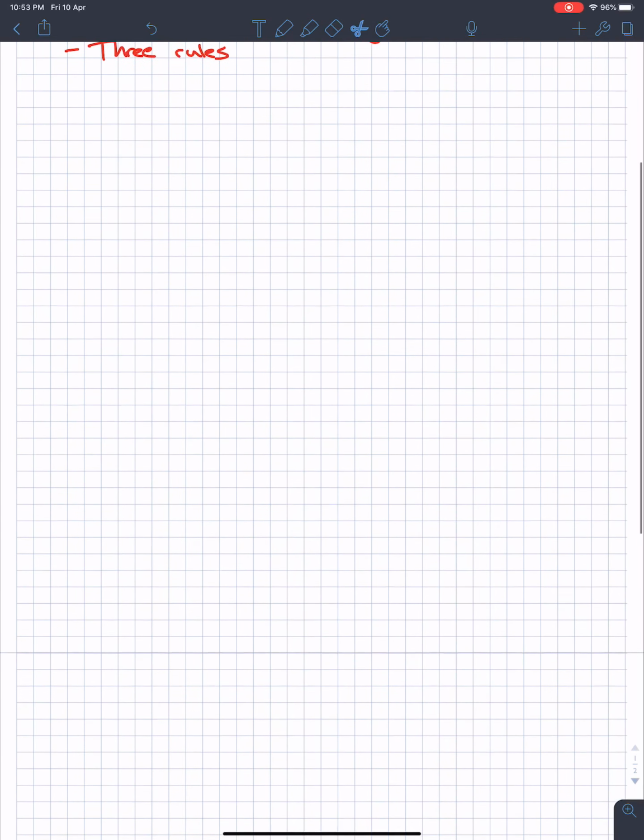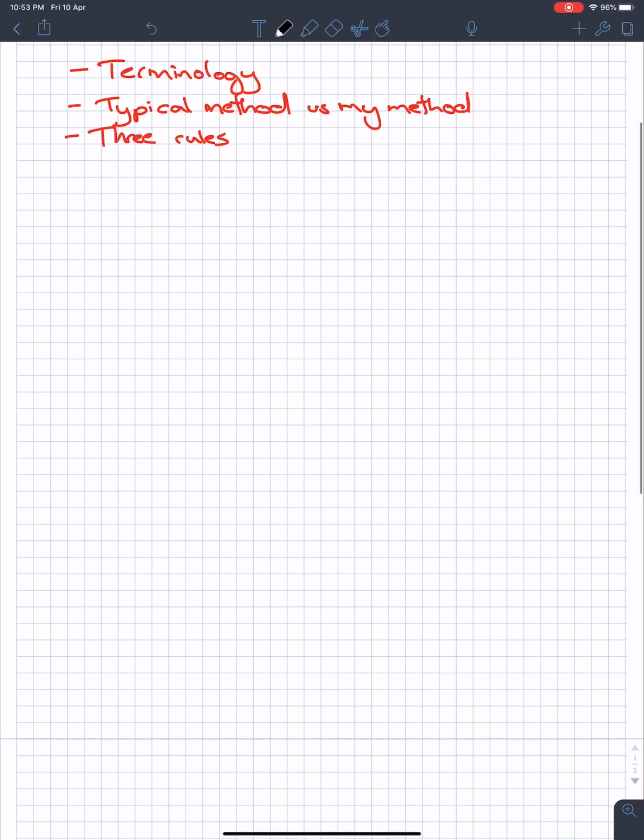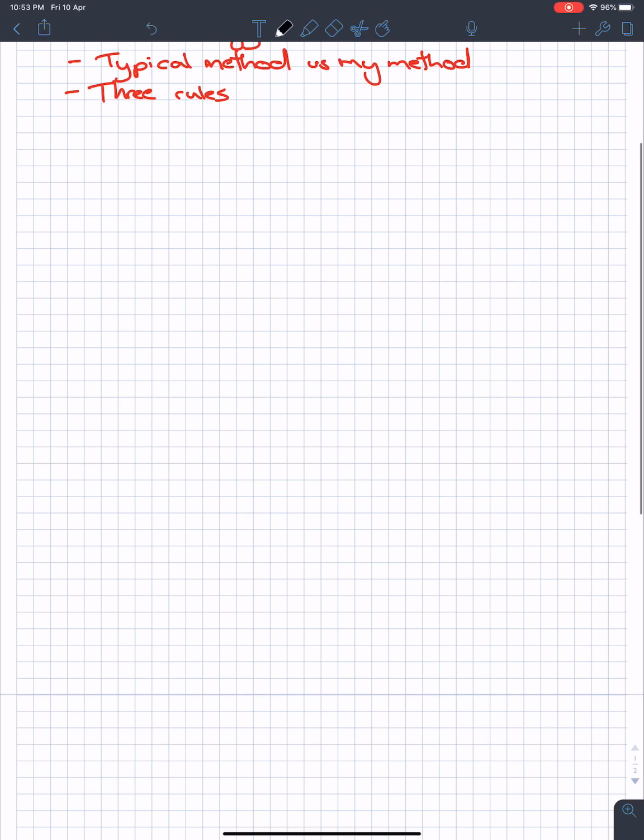Okay, so let's go to the terminology. Typically in textbooks, division equations are written as follows, like 25 divided by 5, and you'd write the answer here, 5. What you're trying to see is how many times 5 goes into 25, and this is the answer, basically.